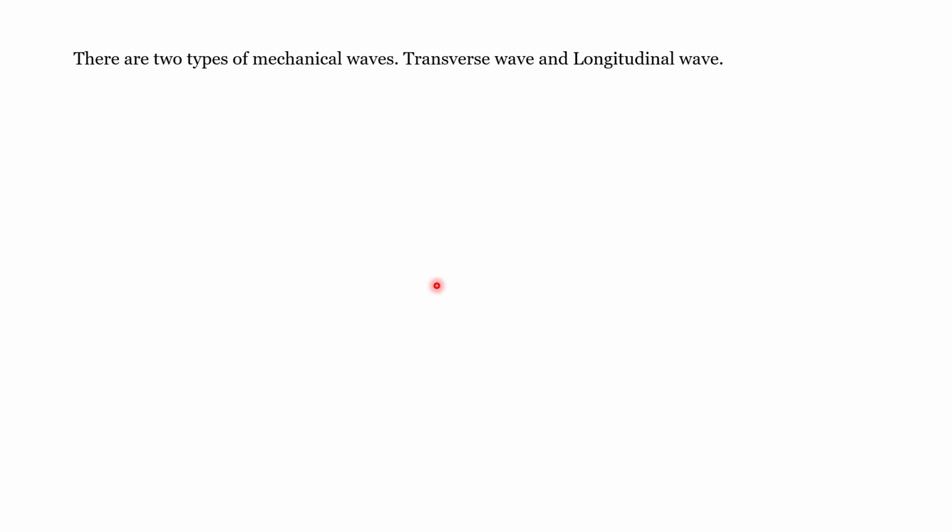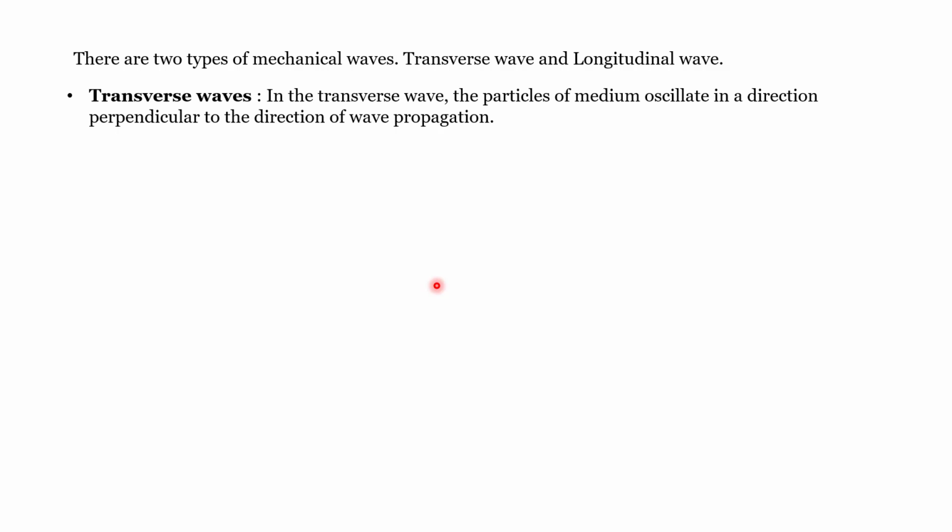So there are two types of mechanical waves: transverse wave and longitudinal wave. Means this mechanical wave, what does it require? A material medium for its propagation. So first is the transverse wave. In the transverse wave, the particles of the medium oscillate in a direction perpendicular to the direction of propagation.